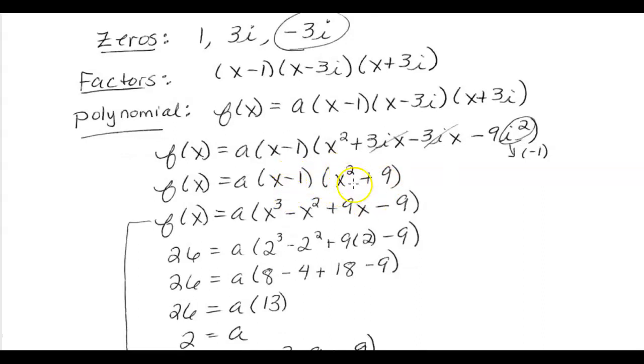All right, now we're going to multiply that by the x minus 1, so just FOIL. X times x squared is x cubed. In the middle you get minus x squared. On the end you get plus 9x, and then on the last two terms you get minus 9.